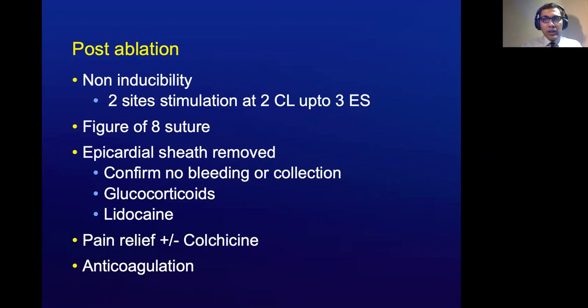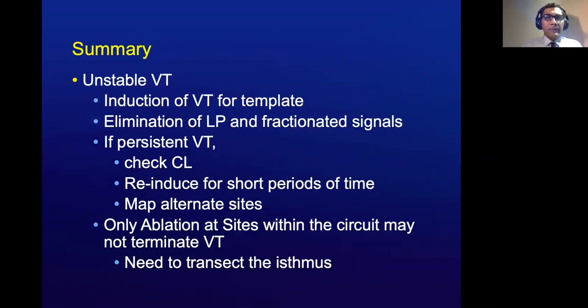Additional substrate ablation on the endocardium was also performed, taking care of all signals which were late, fractionated, and low in amplitude. In summary, for unstable VT, VT can be induced as a template and then cardioverted. Elimination of late potentials and fractionated signals are a must in order to have non-inducibility at the end of the case. If VT is persistent, we need to check the cycle length, reinduce it for short periods of time, and map alternate sites during the induction.